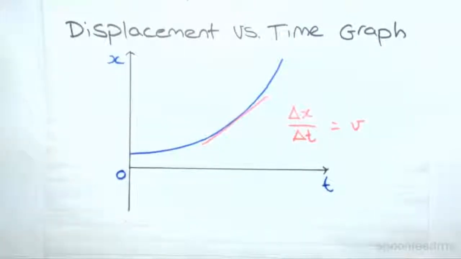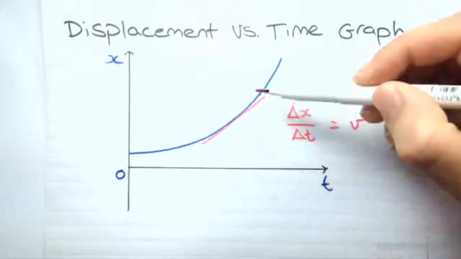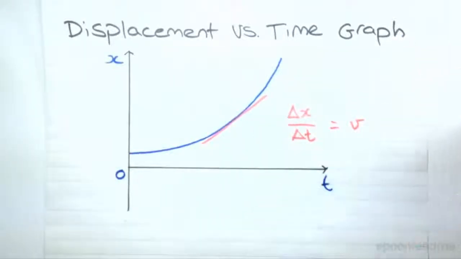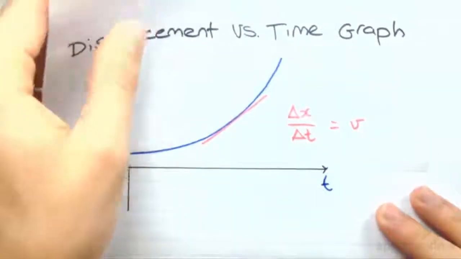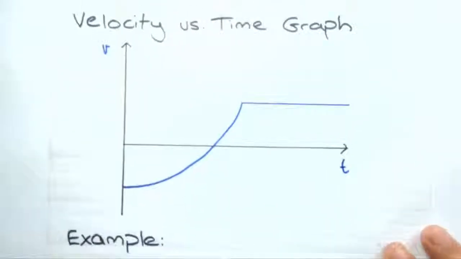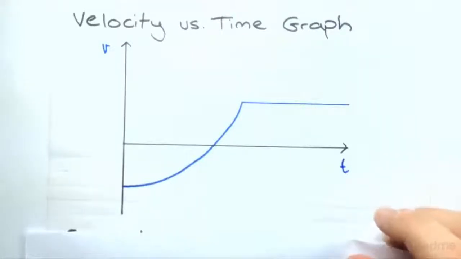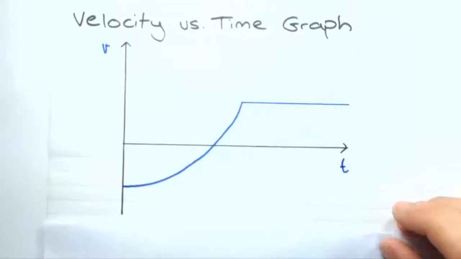Other things you've got to note is above the 0 point displacement is positive, below is negative. I guess that's pretty self-explanatory. So let's move on to the velocity versus time graph. Here we've got a velocity versus time graph. Pretty similar, only velocity's on the y-axis this time.